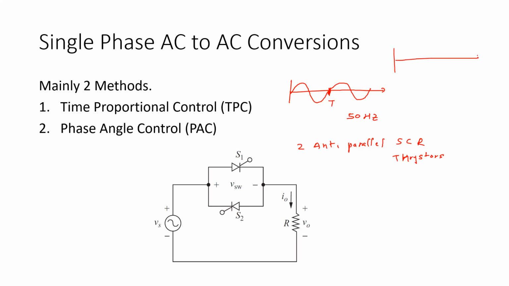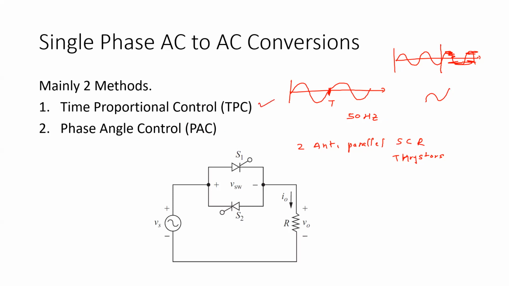So if you have something like this, in time proportional control we stop conducting here and this part will be erased. So that's what time proportional control is. It is something like PWM. You stop the waveform for some time and then again it starts. It is basically PWM for AC. That is what time proportional control means.